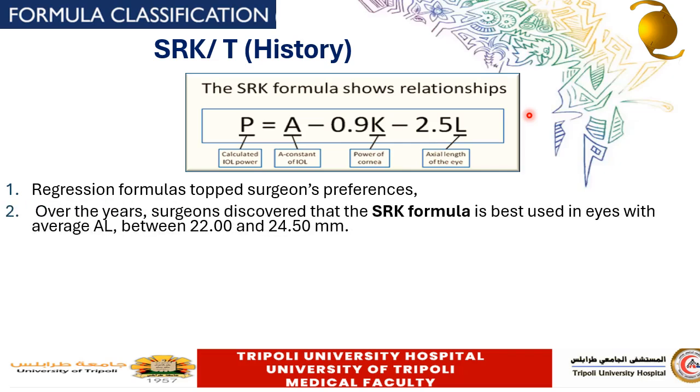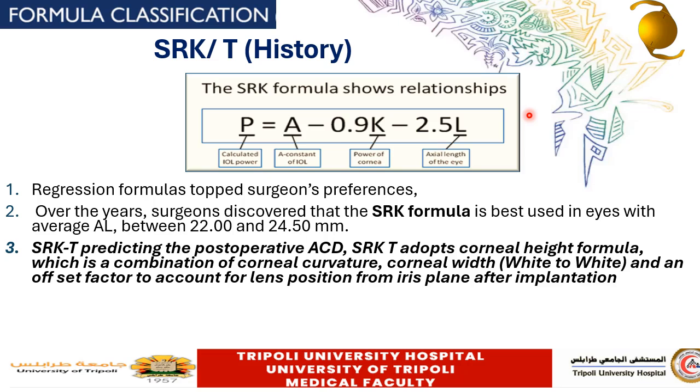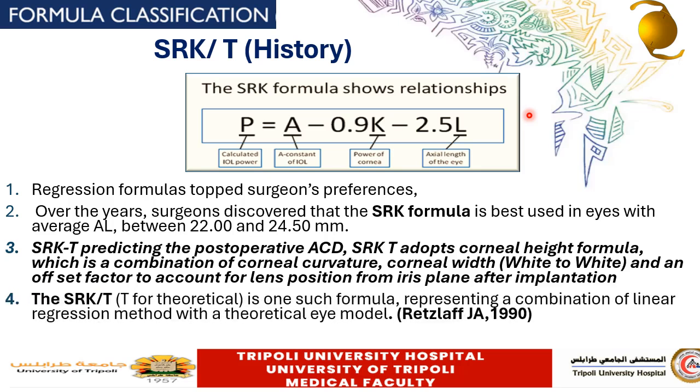And the SRKT formula, as I said, is a combination of regression analysis along with a theoretical based formula. And it is best used in average size eyes and also in long eyes more than 26 millimeter. And it assumes a new principle which is known as the corneal height. The corneal height is a factor related to the corneal curvature as well as the white to white diameter. And it has an offset factor that accounts for the lens prediction for the iris plan after the implantation. So the SRKT formula is still used now and it has large popularity between doctors as an upgrade of the old version SRK formula. So it is one of the most famous third generation formulas available in the market and still present in many optical biometry and ultrasound biometry machines.